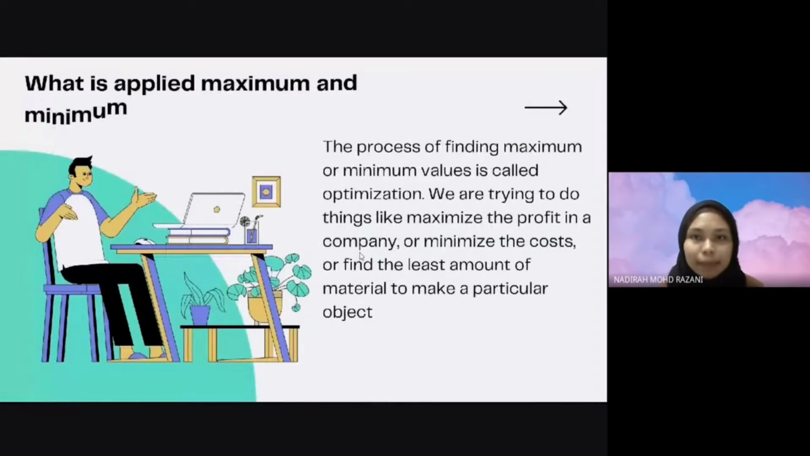What is applied maximum and minimum? The process of finding maximum or minimum values is called optimization. We are trying to do things like maximize the profit in a company or minimize the cost or find the least amount of material to make a particular object.